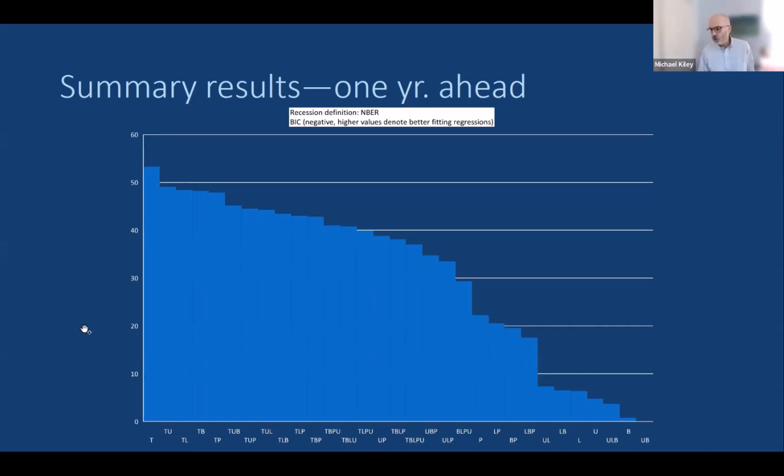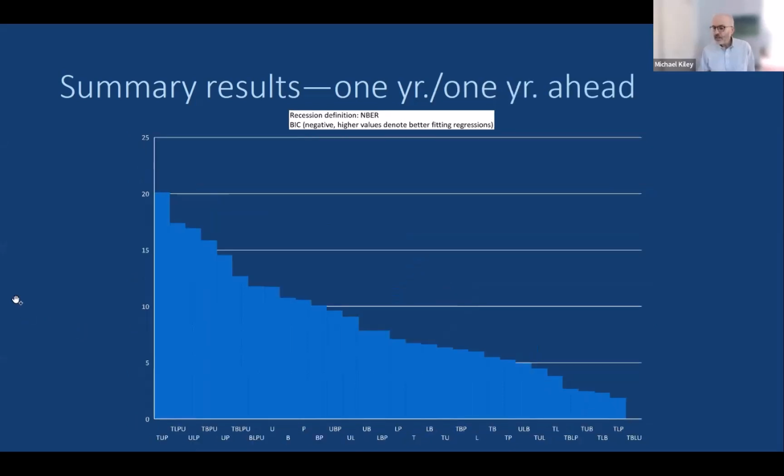To be perfectly clear, the term spread is the best predictor of a recession in the United States at a 1-year horizon. So let me then present summary results for a different horizon, 1 year ahead.